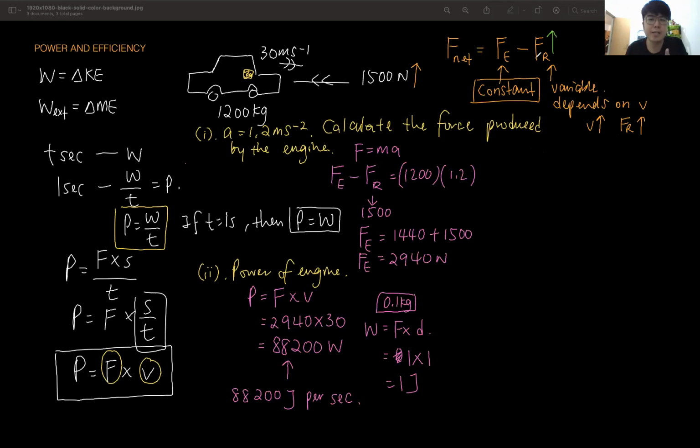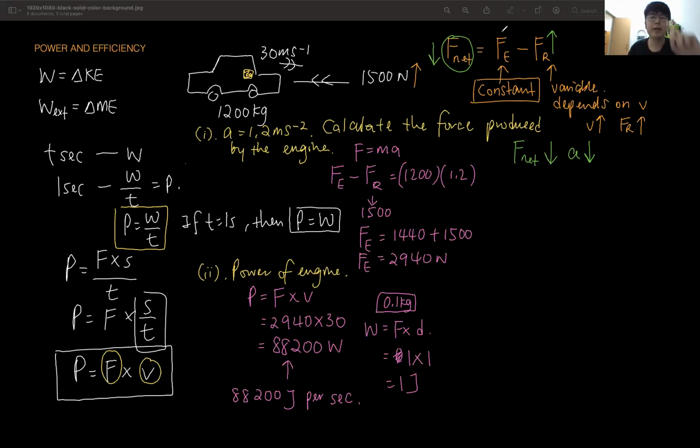And what happened to the net force as this Fr increases? This Fr increases, and this Fe minus Fr becomes smaller and smaller, meaning that the net force becomes smaller. As the net force becomes smaller, what happened to the acceleration? The acceleration drops, right? As F net becomes smaller, acceleration will also drop. And at one point, the car will have 0 acceleration.